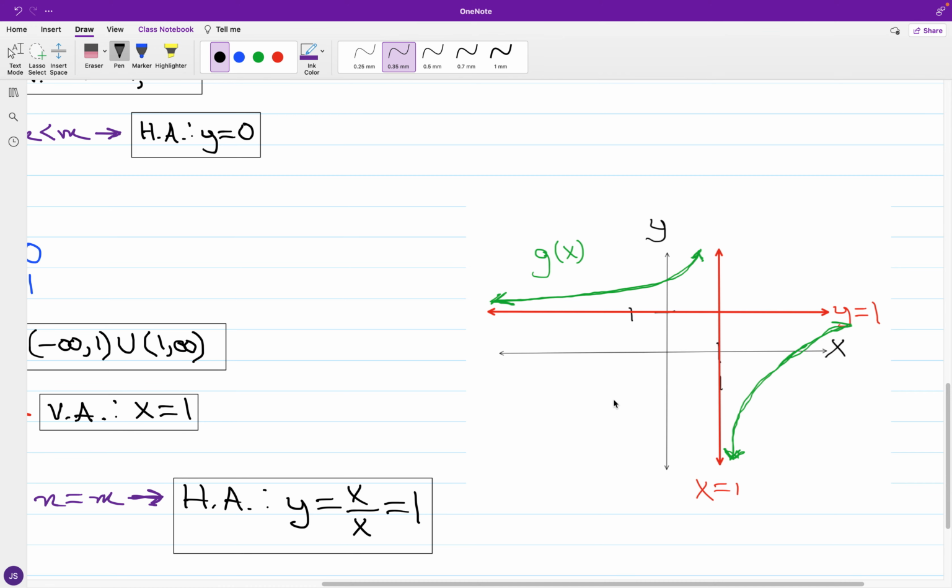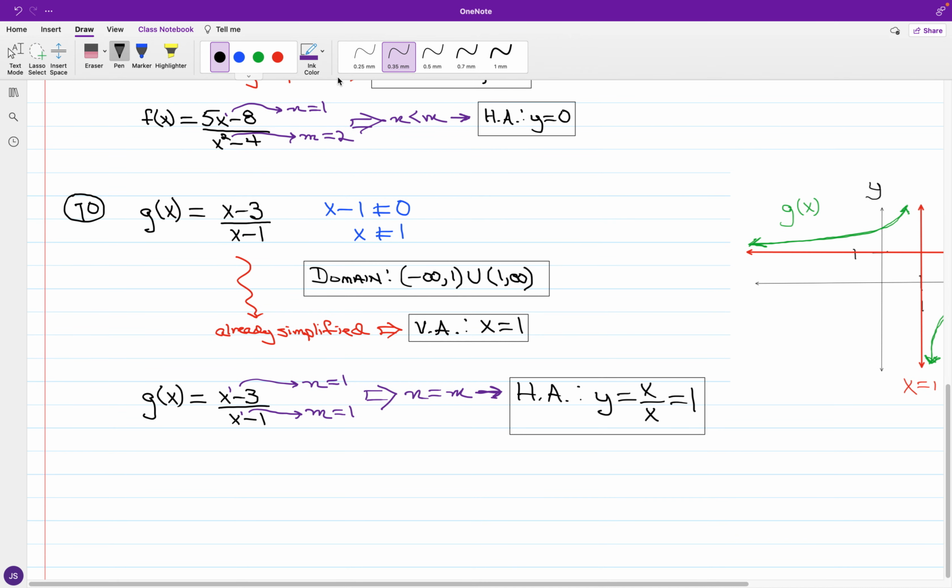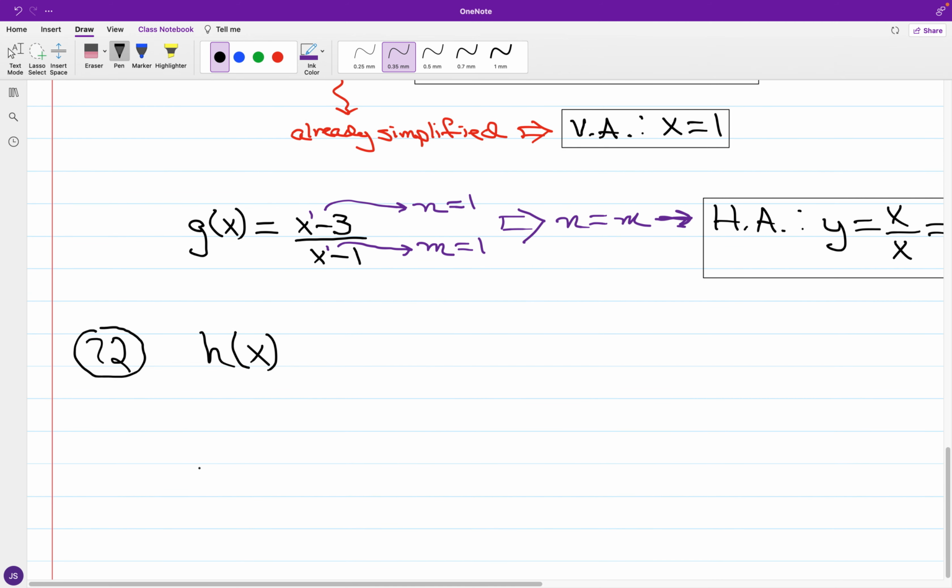We now have the case of number 72, and once more changing up the variables. I've gone from f of x to g of x, and in 72 I have this time representing y, we have h of x. In 72, h of x is equal to 2x minus 4 all over x plus 3.